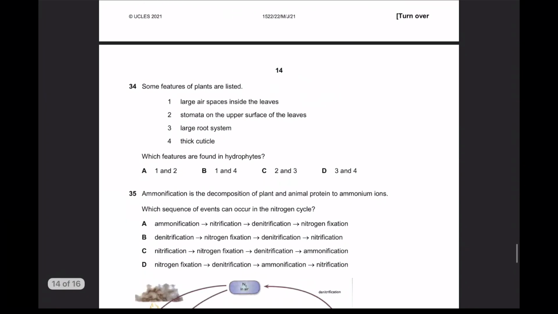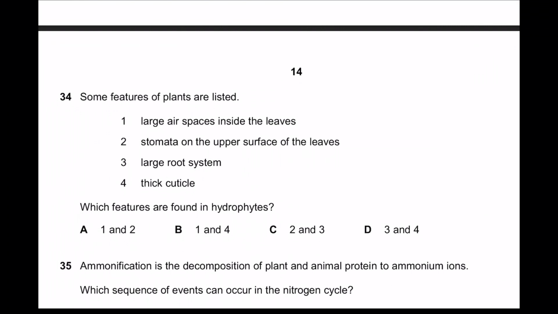Next question. Some features of plants are listed. Which features are found in hydrophytes? Hydrophytes are plants that grow in water. So for plants growing in water, we would like a large airspace inside the leaf for buoyancy, to keep them close to the surface of the water where there's more light for photosynthesis. And we would also like stomata on the upper surface of the leaf so that there would be more gas exchange with the air instead of the water. This would help in gas exchange.